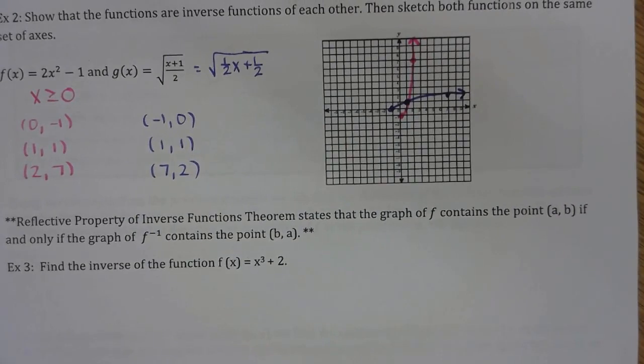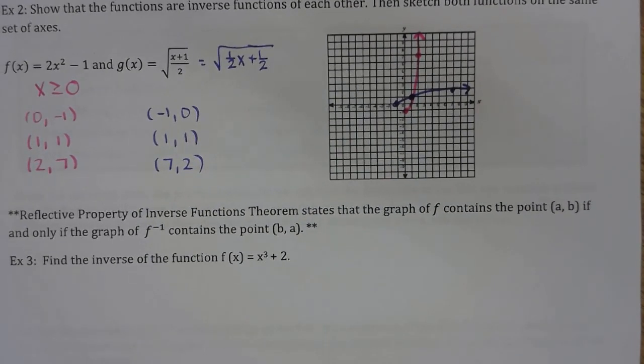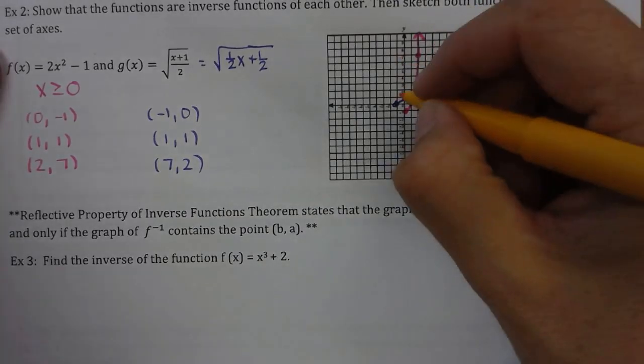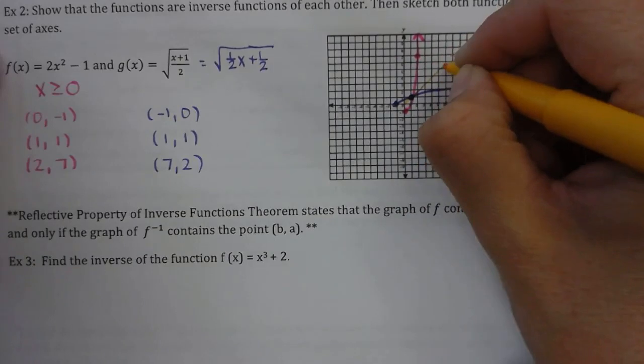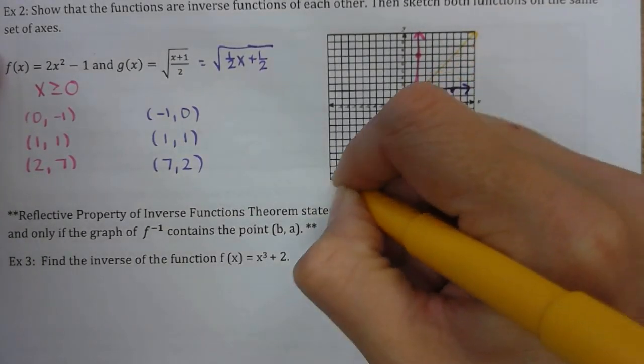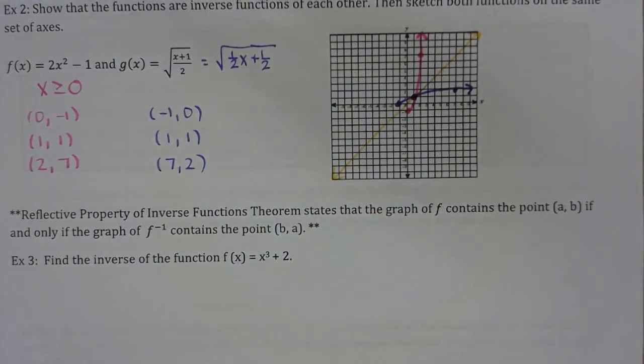Inverse functions are symmetric about the line y equals x. So if you look at these two graphs, if you were to draw in the line y equals x, they would in fact be symmetric.